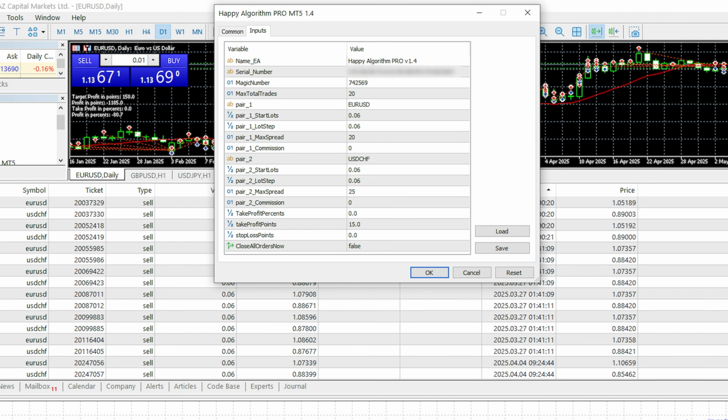I'll go back to the inputs one more time, and I'll show you the max total trades set to 20. And if you want to minimize the risk, you can decrease this number, so you will decide how many total trades you will have opened at any given moment. But I decided to stick to the default and left it to 20.